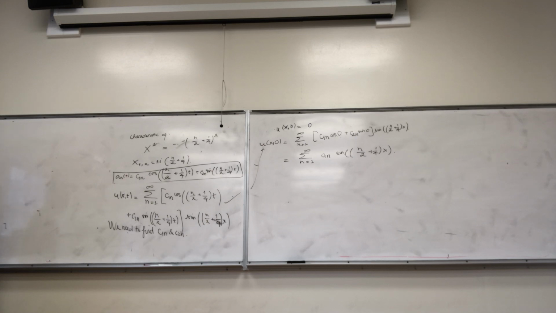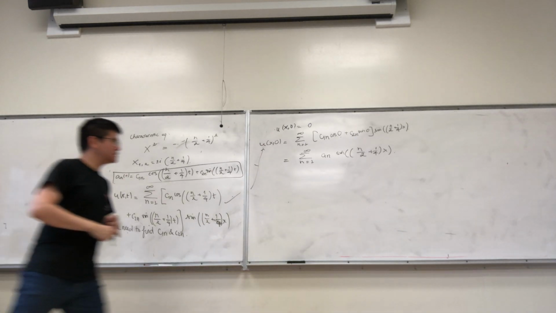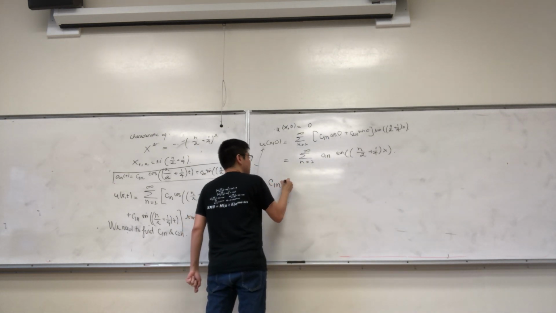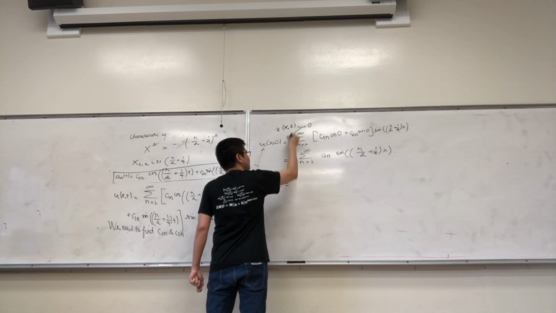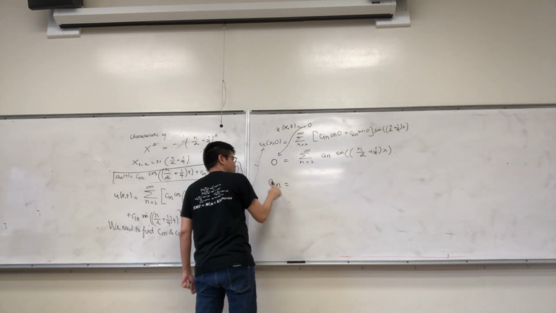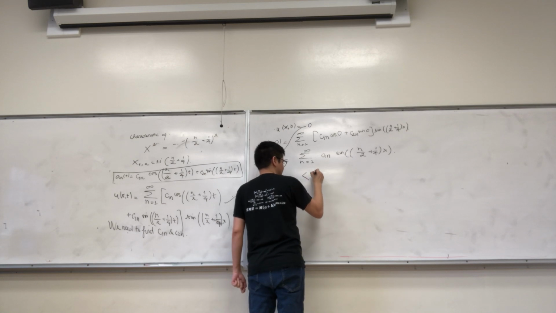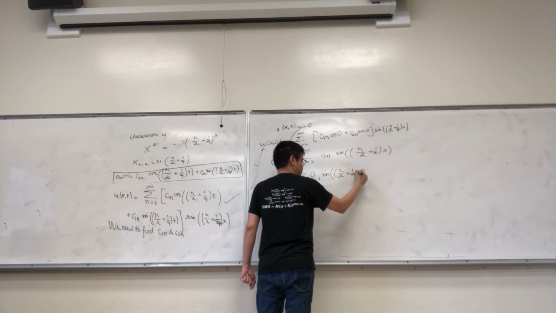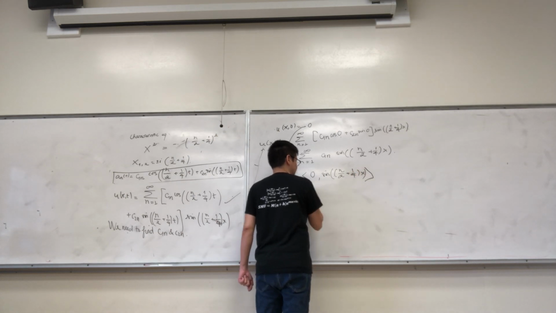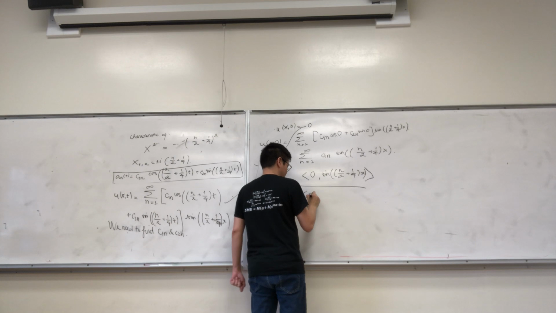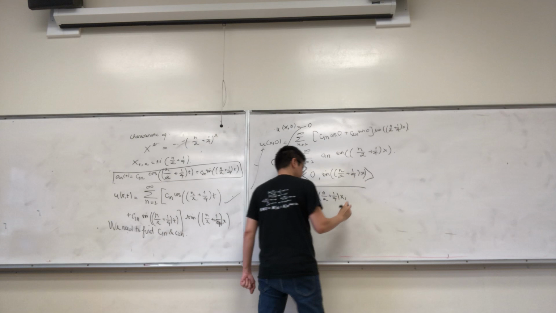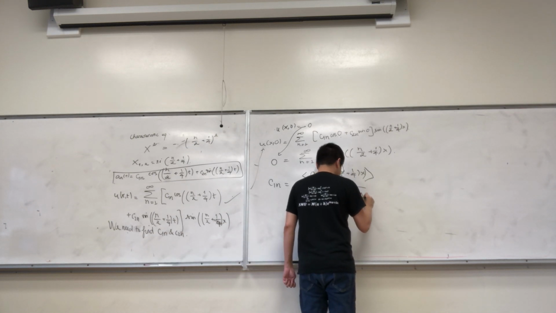You can take the inner product now, because all of these are orthogonal. So you compute c1n, which is 0, by taking the inner product of 0 with sin(n/2 + 1/4)x, dividing by the inner product of sin(n/2 + 1/4)x with sin(n/2 + 1/4)x.